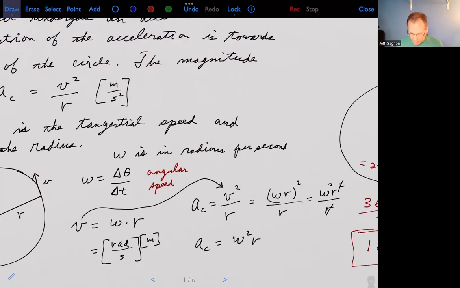They're both equivalent, and it really depends on whether you're given the angular speed omega or whether you're given the tangential speed, the v. This depends on what information you're given. And of course, this has the same units, meters per second squared.